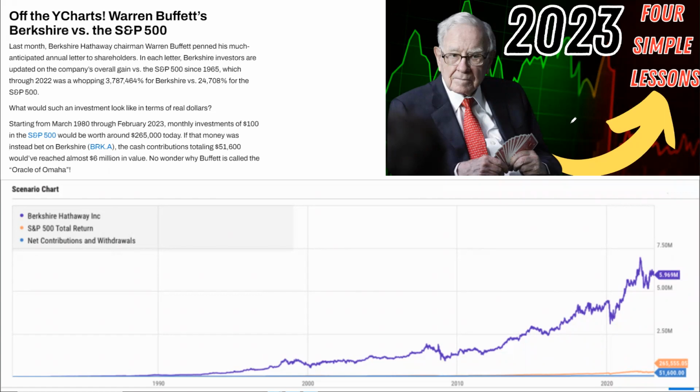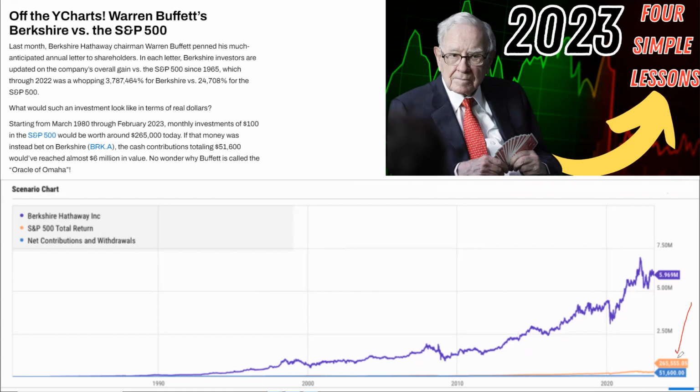But I have an amazing stat right here, okay? In this chart, this represents essentially, if you were to make monthly investments of $100, starting in March of 1980 through February of 2023, if you invested that in the S&P 500, it'd be about $265,000 today. That's what this orange line is right here. Now, the total cash contributions, which is about $51,600, would be nearly worth $6 million with Buffett. So it's no wonder why Buffett is called the Oracle of Omaha.